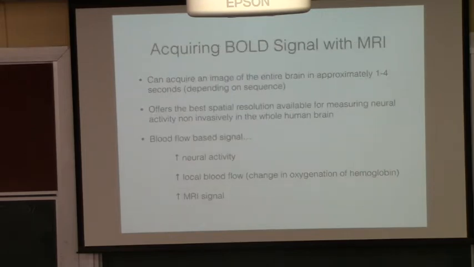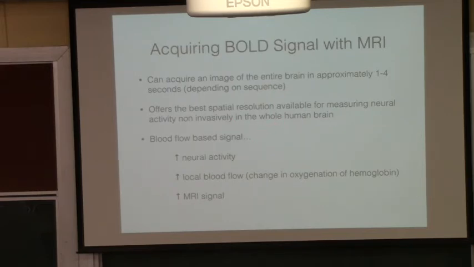And so with BOLD signaling, another limitation relative to maybe the electrophysiology techniques that you saw before is that you're really limited in terms of temporal resolution. You can only acquire an image of the entire brain approximately every 1 to 4 seconds, right? So you're very limited in the temporal resolution that you have. But at the same time, you get pretty good spatial resolution for measuring over the entire brain.